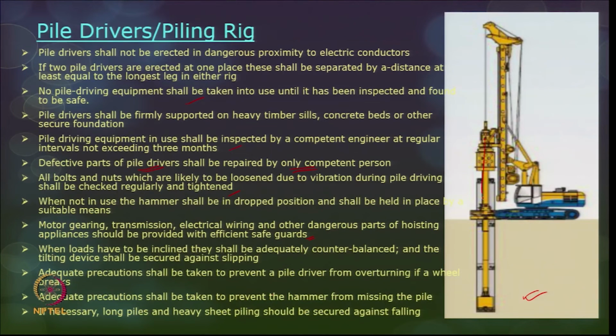So, first you have to fix the hammer onto the pile. So that the center of the hammer and the pile is in place, that has to be maintained before you start driving the pile. If necessary, long piles and heavy sheet pilings should be secured against fall hazards.